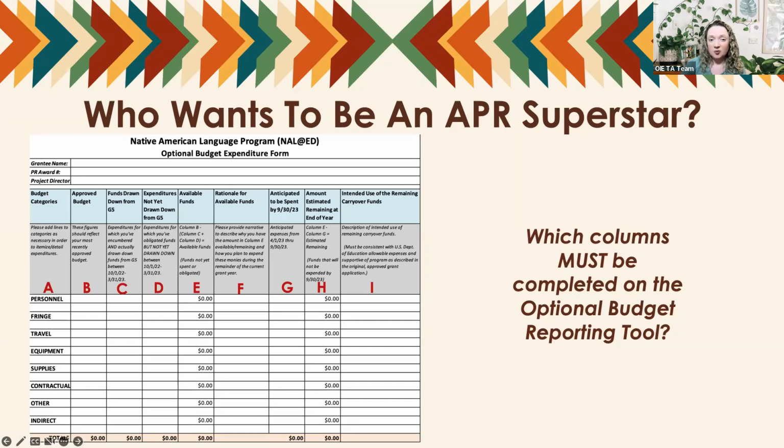Do you need an optional budget reporting tool if you have a budget narrative? Yes. So section B does have two documents, the narrative and the tool. And then which columns must be completed on the optional budget reporting tool? They said A, there's actually nothing to do in A, B, C, D, F, G, and I. So yes, they were absolutely right. The only thing being that in column A, there's not actually anything you have to type. We already have the budget categories there for you. But our one brave soul doing the poll did an excellent job.